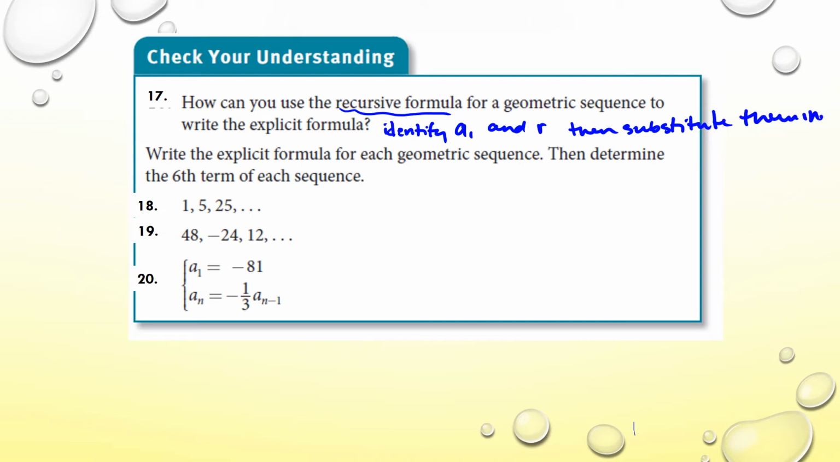So we're going to write the explicit formula, okay? Explicit, not recursive, for each geometric sequence. Then determine the 6th term. So pause this, do it yourself real quick. We'll make sure you're right on track. So I can tell that the ratio is 5. So the nth term would be first term times 5 to the n minus 1.